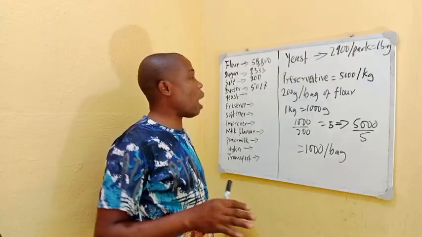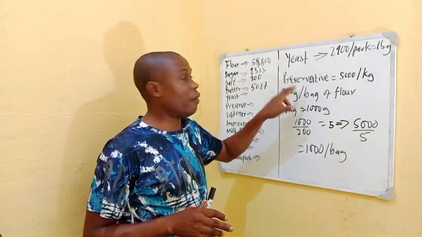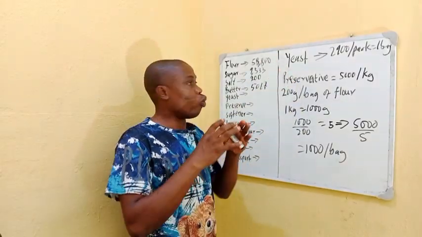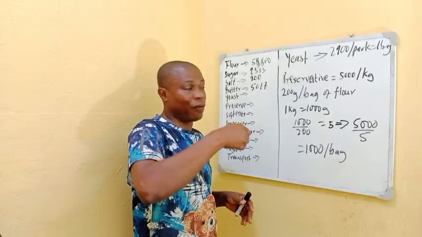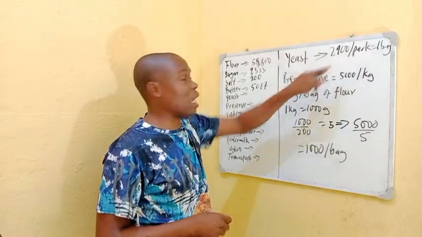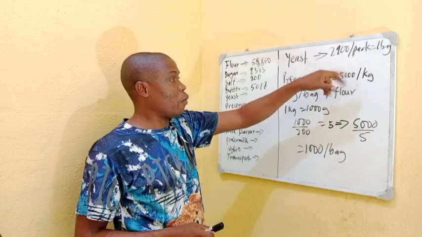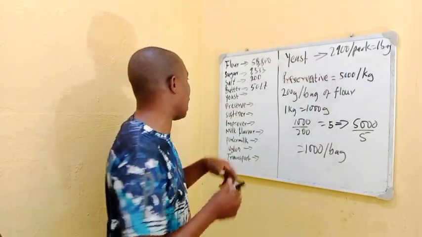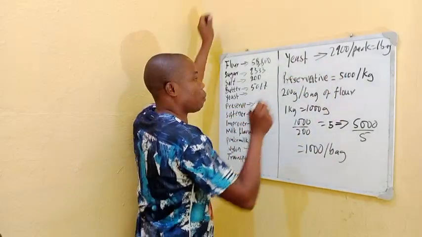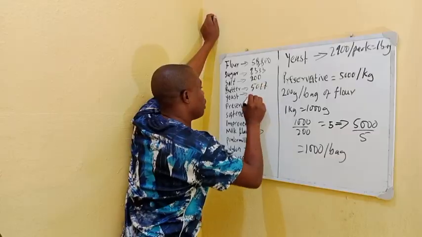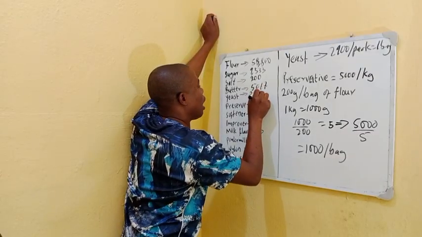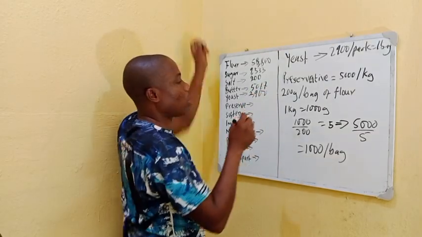Let's take a close look at yeast and preservative. First of all, yeast is that 1 pack. Just 1 pack of yeast is 2,900. And for 1 bag of flour, we always use 1 pack. So if we're using 1 pack, that means this one is direct. We'll just put the cost price of 1 packet of yeast, which is 2,900. Now let's look at preservative.